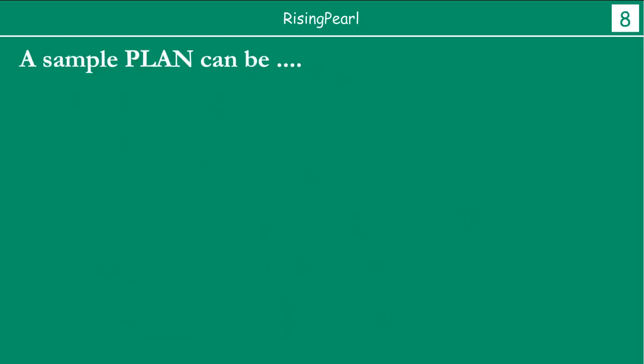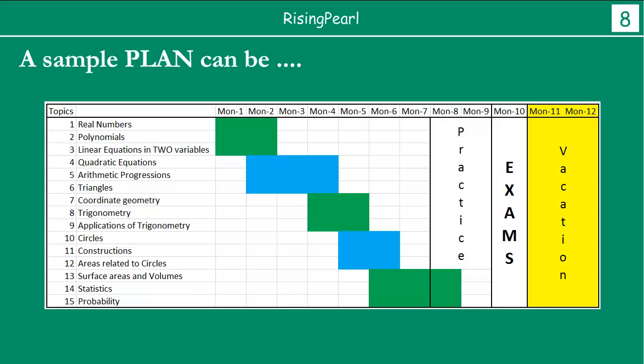Now, one sample plan could be based on what we just discussed. It may look something like this. So here what I have done is simply, on the second column, I have listed all the topics, chapters, concepts that we would need to learn from 1 through 15, starting from real numbers going all the way to probability. And on the right side, I have listed at the very top month 1, 2, 3, 4 through month 11 and 12. You will notice that month 11 and 12 marked in yellow is out because it's vacation months.